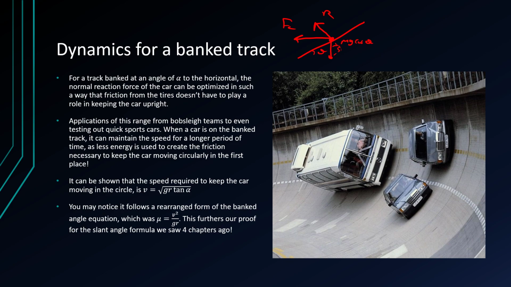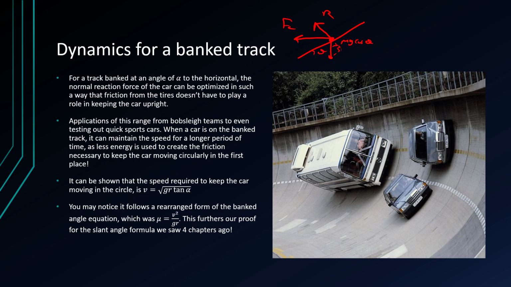So applications of this range from bobsleigh teams to even quick sports cars, such as these Mercedes cars here. It can also help with maintaining tires. For instance, when Bugatti were testing their Bugatti Veyron Supersport, their supercar, in 2015, I think, they had the car go on a banked track similar to this before it went flat out on a straight. This is to make sure that the tires wouldn't wear out from the speed it was going at. But in actuality, before the tires would run out, you'd run out of fuel first if traveling at top speed.